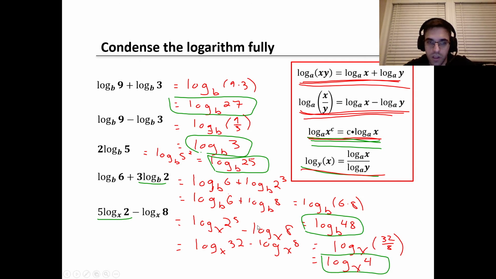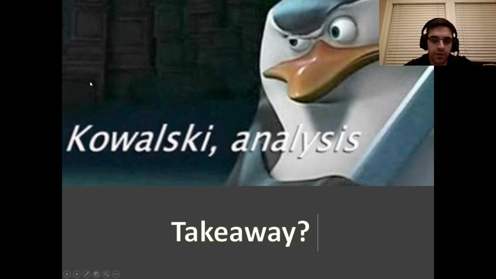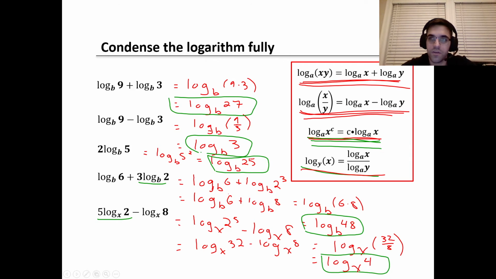The next one is 5 log base x of 2 minus log base x of 8. First step, I'm going to bring that 5 coefficient as an exponent on the 2. And then since I'm subtracting logs with the same base, I'm going to make that 2 to the power of 5 over 8. 2 to the power of 5 is going to turn to 32, and 32 over 8 is going to give me log base x of 4. So here's 5 examples with condensing a log down to a single log function.